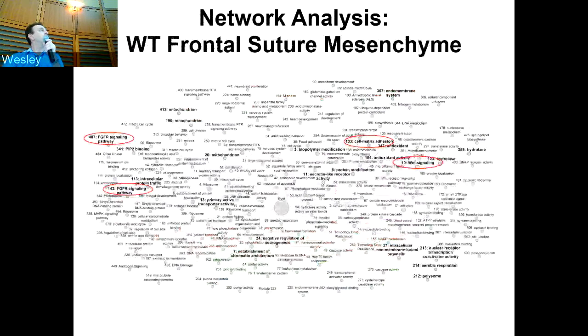And finally, we can do network analysis. Basically, we have enough samples in the data sets to do this. We're just trying to see which genes are correlated in their expression, whether they go up together, down together, or go in opposite directions, but in a way that their expression is tied. And you can group these into various modules, etc., each one annotated with its most significant gene ontology. I've just highlighted a few of the pathways that were of more interest to us, so FGF receptor signaling, and cell matrix and signaling over here. This is based on the wild type frontal suture mesenchyme.